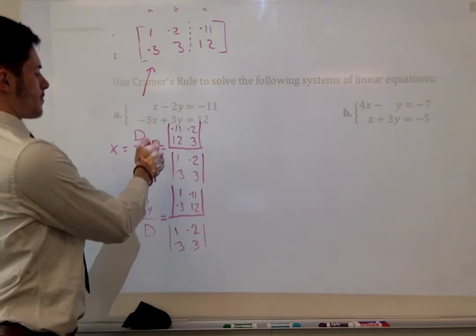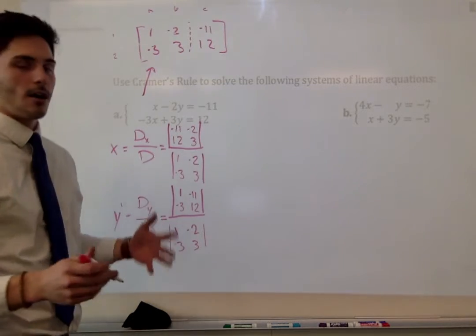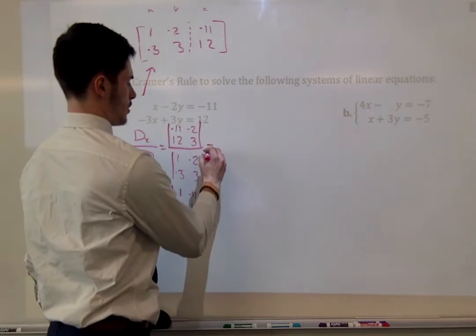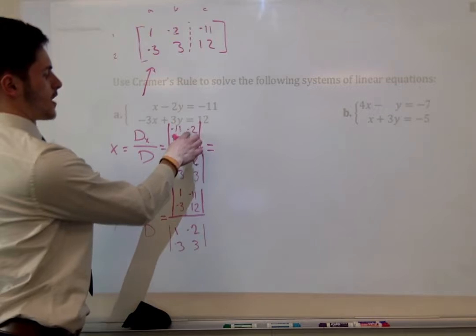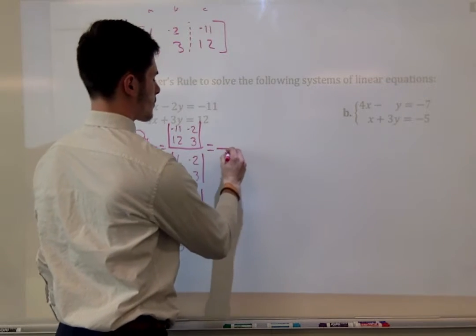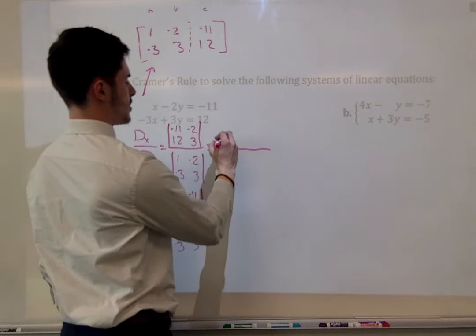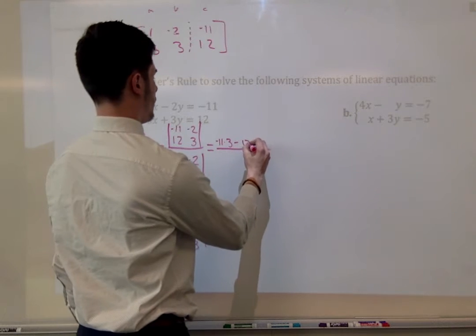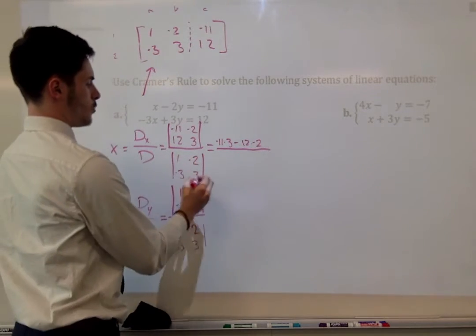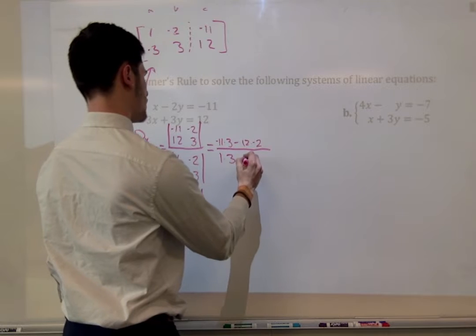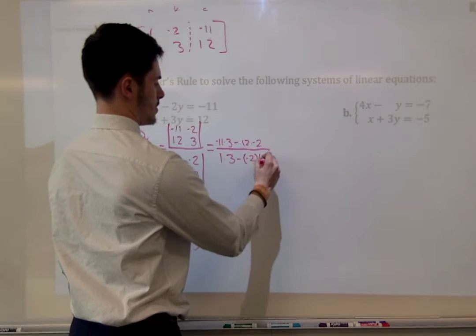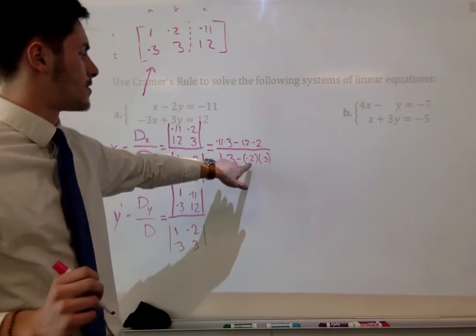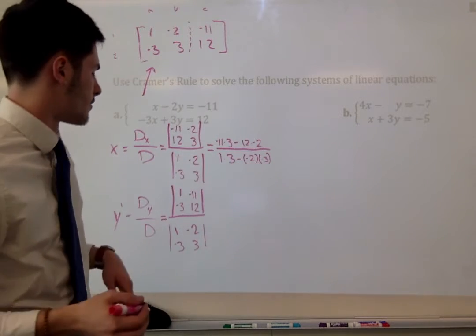But we know that these need to be the determinants, and our fraction is going to end up being a determinant over a determinant. And so to calculate our determinants, we're going to multiply across and then subtract, multiplying across the other way. So on top here, we'll have -11 times 3, minus 12 times -2. On the bottom, we'll have 1 times 3 minus -2 times -3. And I like using parentheses so that we don't mix up our negative signs, because this is going to end up being a lot of negatives.